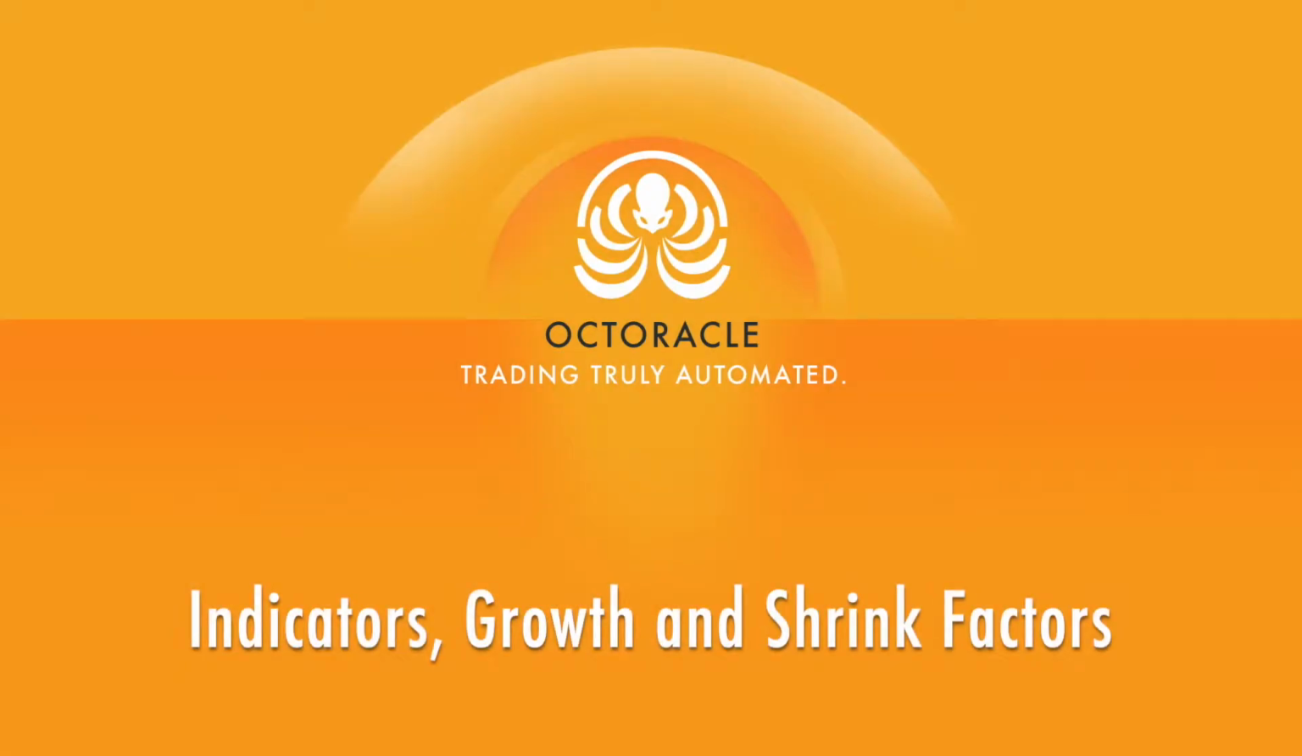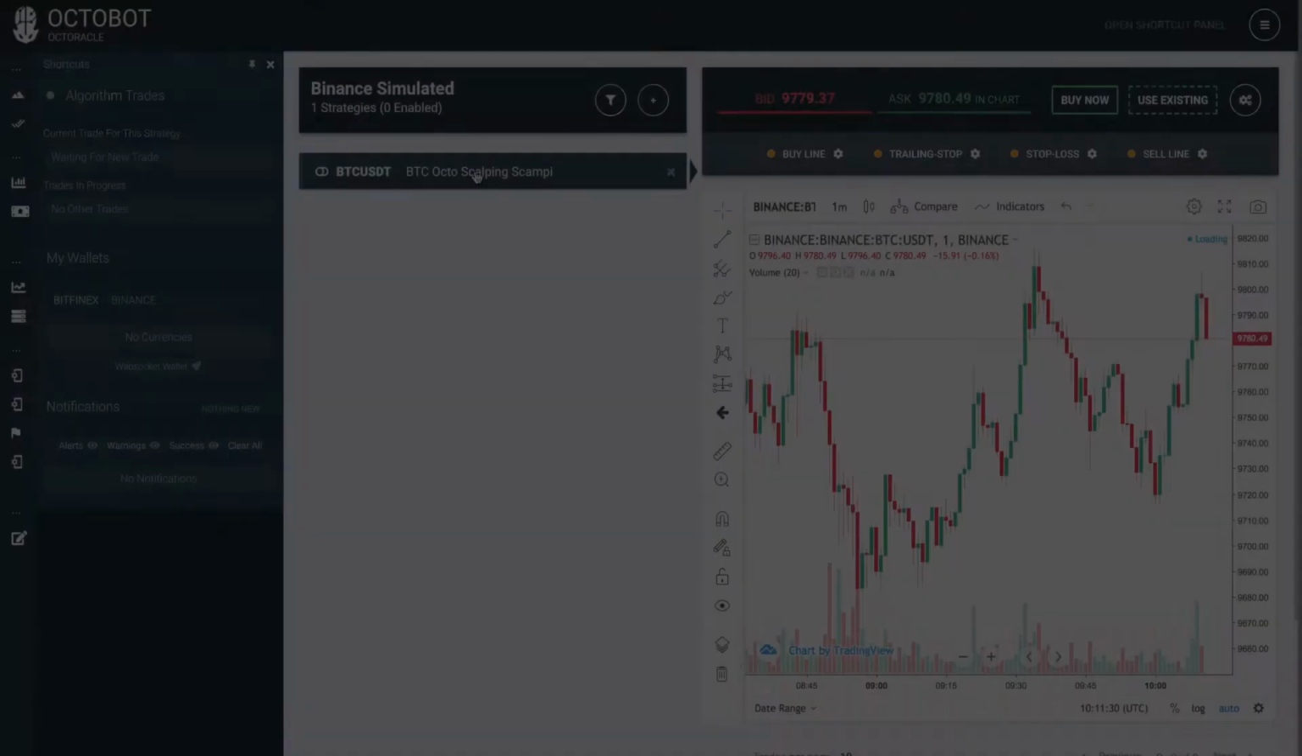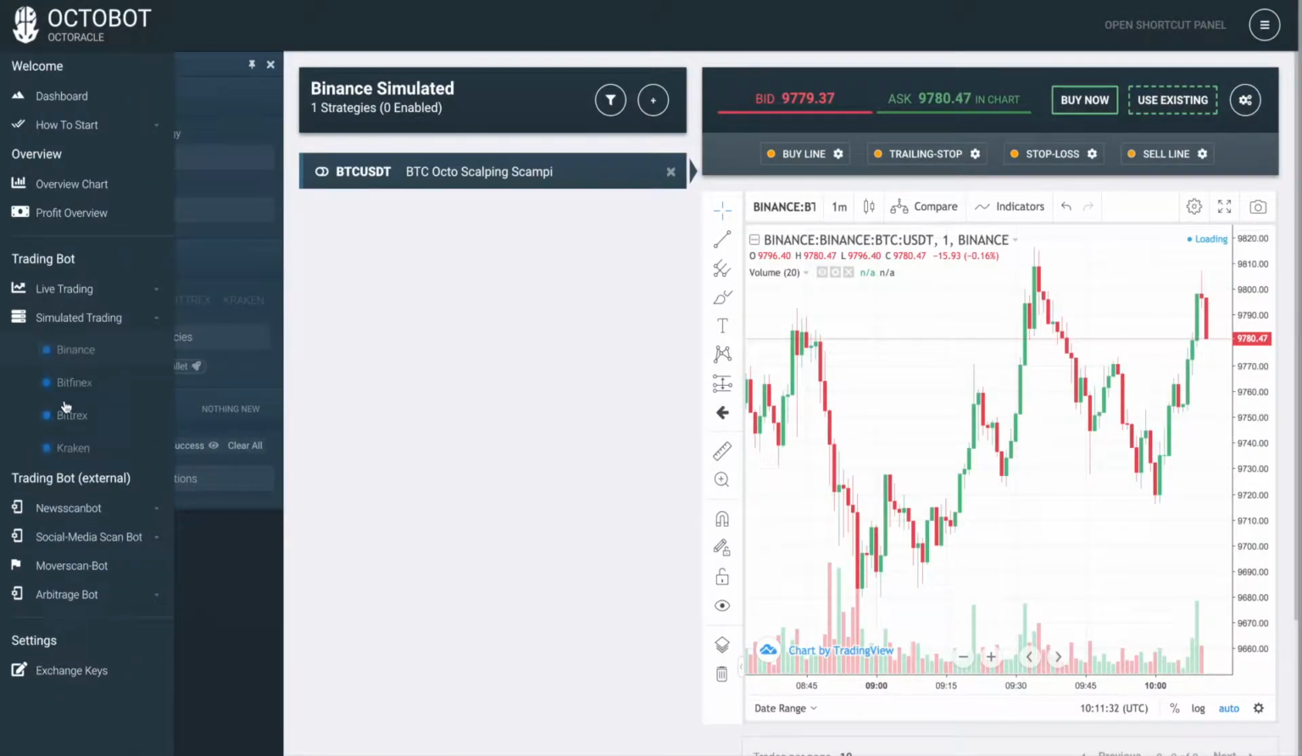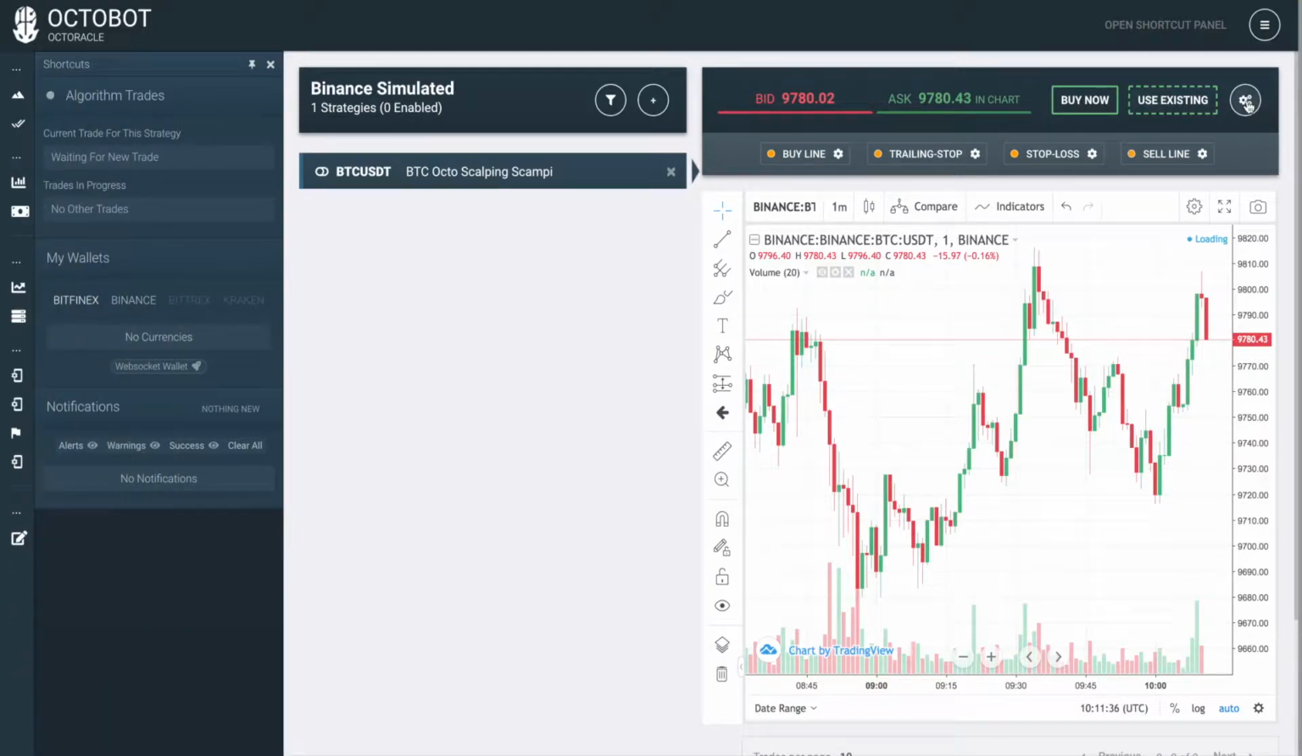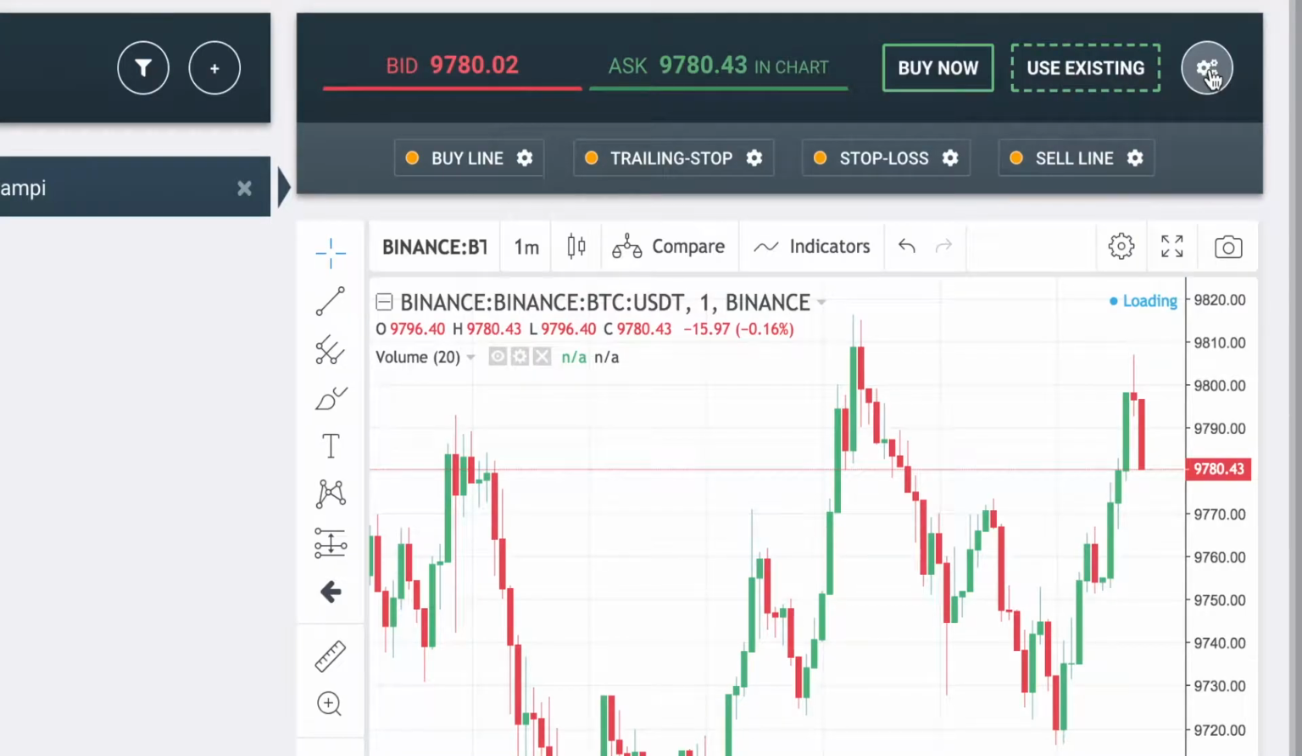Bitcoin took a 15% dive on the 16th of July. This is a very good opportunity to showcase the growth and shrink factor features and two basic indicators. Navigate to simulated trading. If previously used strategies is not already selected, please do so. If selected, the corresponding trading pair in the chart is visible on the right hand side of the screen.